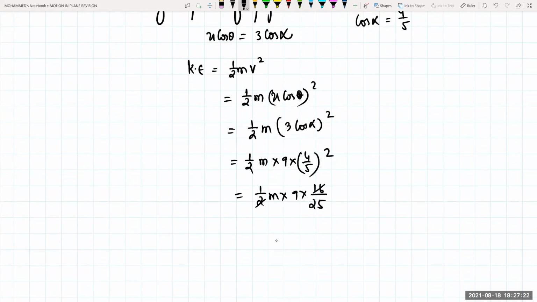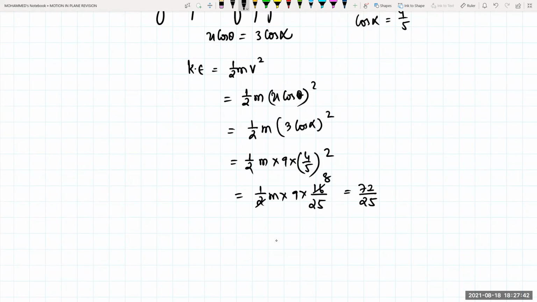So it is 2 ones are 2, 2 eights are 16, 9 eights are 72. So this will become for me 72 divided by 25.